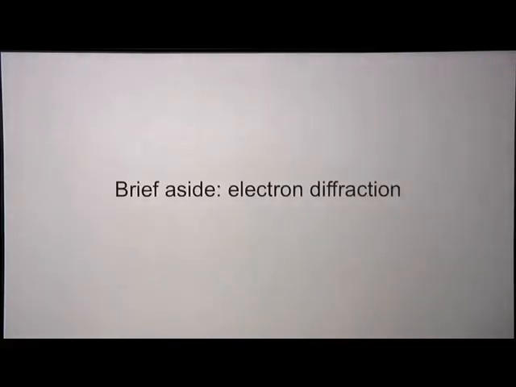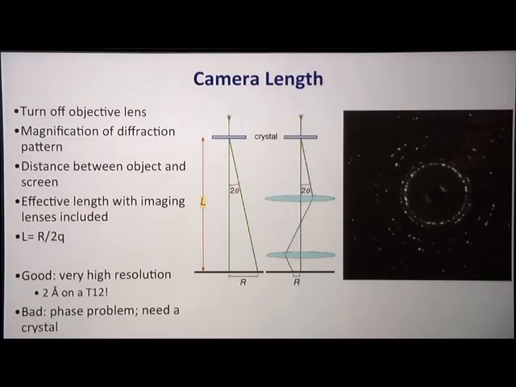Okay, we'll take a brief aside for electron diffraction just because everybody seems to ask about it, so I'll give one slide on it. It's very easy to do diffraction in an electron microscope. You just focus the beam on the sample, and if you have a crystal, you get patterns of spots coming out like this, just like in X-rays.